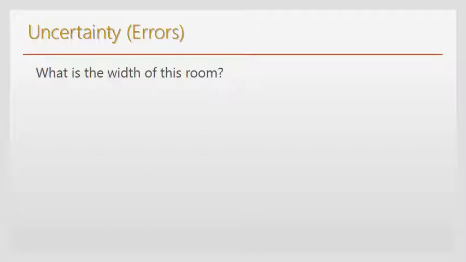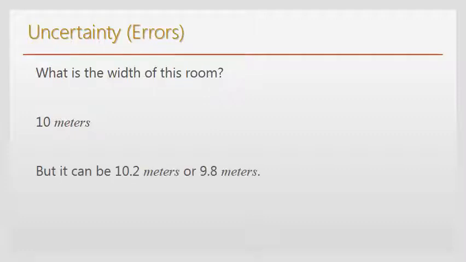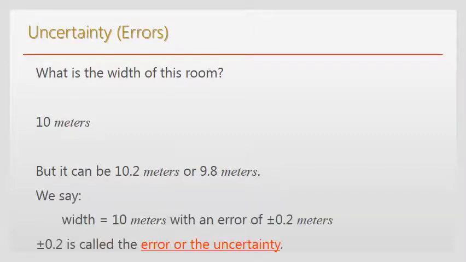The uncertainty represents the error expected in a measurement. For example, if you want to measure the width of a room, a classroom, and we used a ruler and it turns out to be 10 meters, but it can be 10.2 meters or 9.8 meters. This means that the width of the room is 10 meters with an error of plus or minus 0.2 meters. This plus or minus 0.2 meters is called the error or the uncertainty in the measurement.